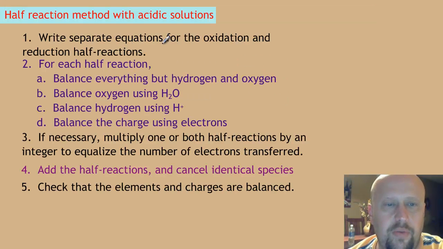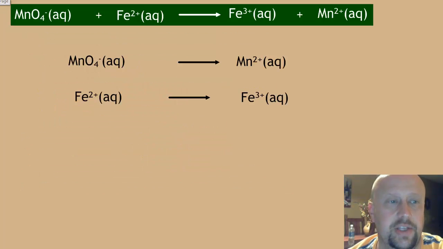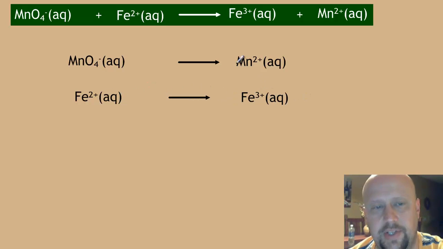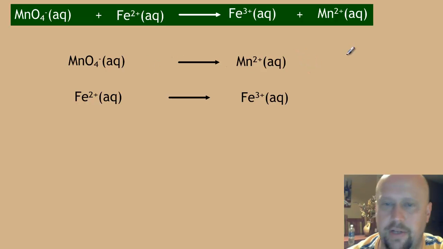So first rule, split them up. We did that. And then for each half reaction, step 2 says balance everything but hydrogen and oxygen. Then we're going to add water and hydrogen, and then electrons as charges, to balance each of the individual half reactions. Well, the iron part doesn't need any oxygen, because it's fine the way it is, so that's balanced. The atoms of manganese are balanced just fine, so we can skip that part, and we're going to jump right into this add water part.